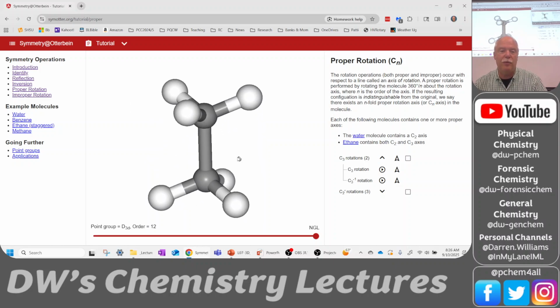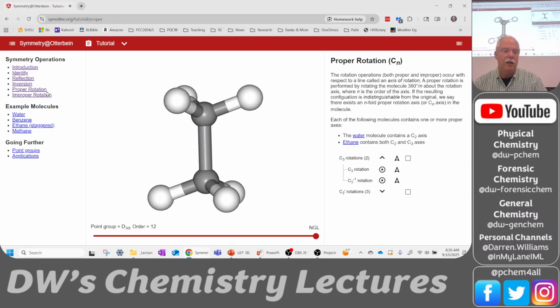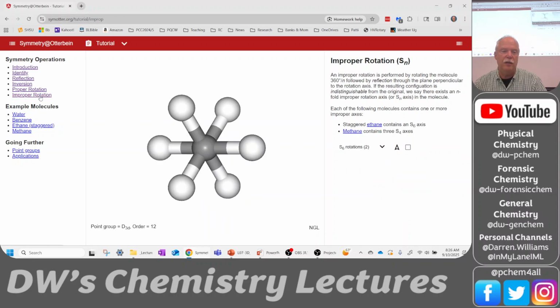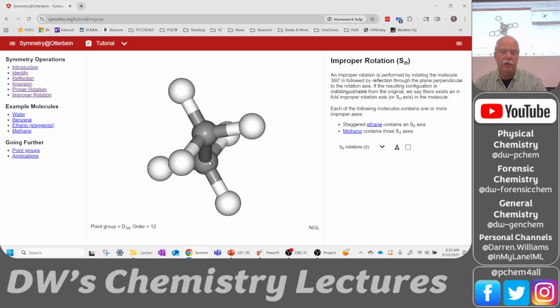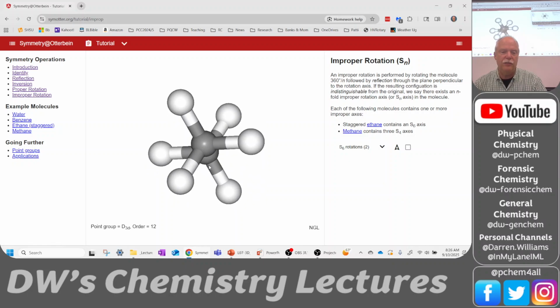Okay, let's look at improper rotation. We'll use the same molecule. Notice that as I'm moving this a third of a turn, when I get to a sixth of a turn, I'm right on top of that hydrogen. How could I get to that hydrogen? Because these are hydrogens. I've got 3 hydrogens on top, 3 hydrogens on bottom. Could I somehow get this hydrogen a sixth of a turn and then down to that one?